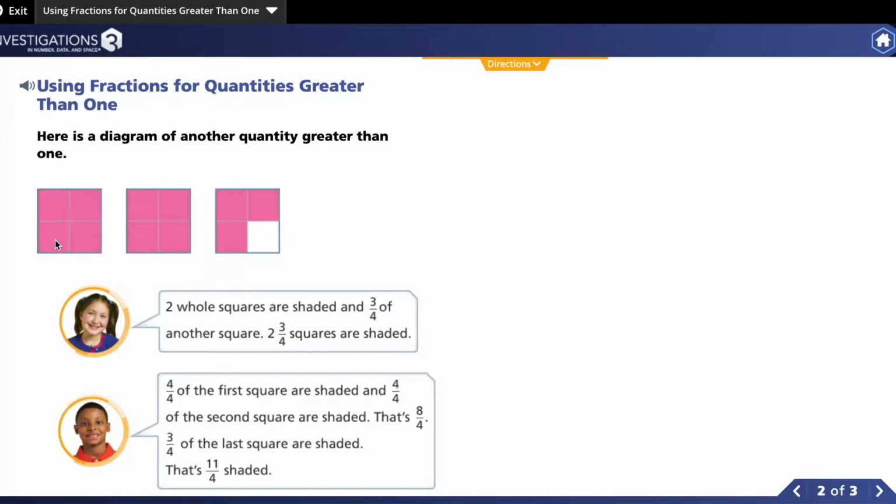4/4 of the first square are shaded, and 4/4 of the second square are shaded. That's 8/4. 3/4 of the last square are shaded. That's 8, 9, 10, 11. 11/4 shaded.